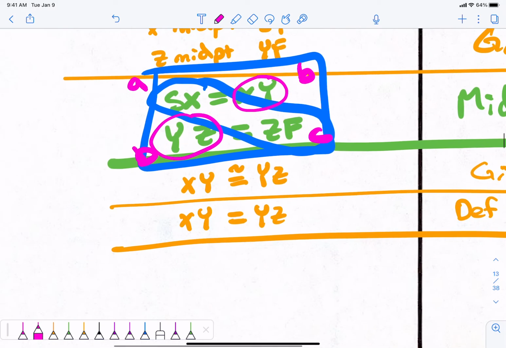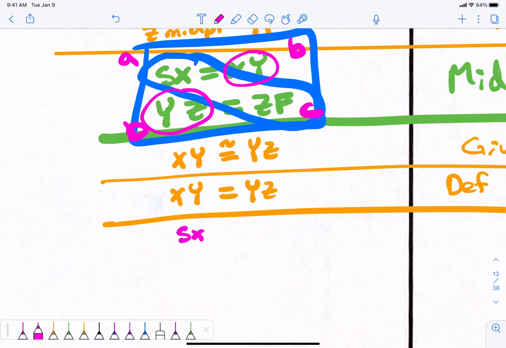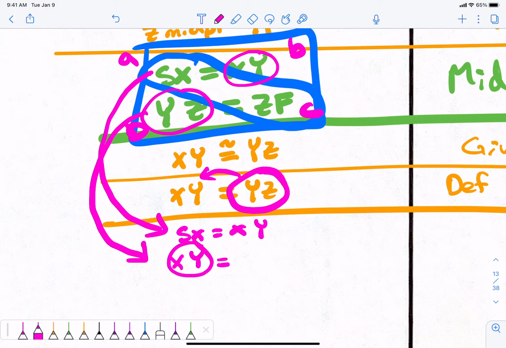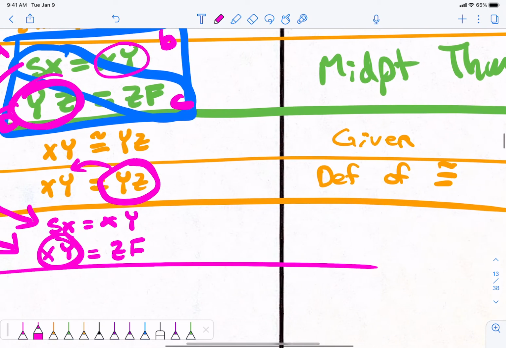Okay, so I'm going to leave SX equals XY. I'm not going to change that. I'm just going to write it straight down there and leave it alone. But then this one, when I bring it down here, instead of putting YZ, which is the same thing as XY, I'm going to put XY in its spot. This was the one that I plugged in, and that's ZF. So I'm changing out this YZ and putting XY in there, and that is substitution.